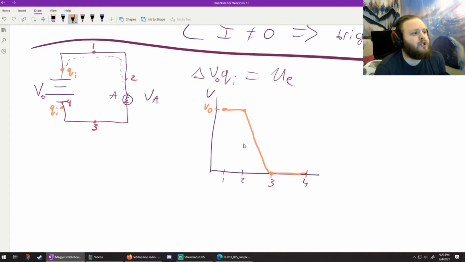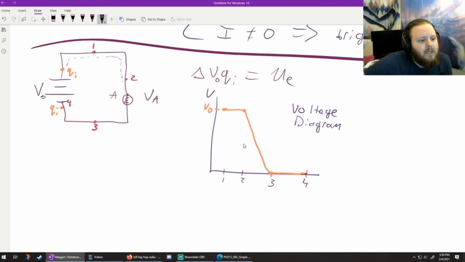This thing is called a voltage diagram, and we're trying to make it happen. It's not going to happen, but this is a somewhat useful way to break these circuits down, and we're going to continue to draw these as we proceed through this content. But yeah, I wanted to introduce this fun little diagram.